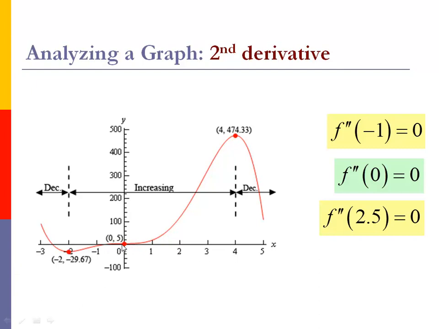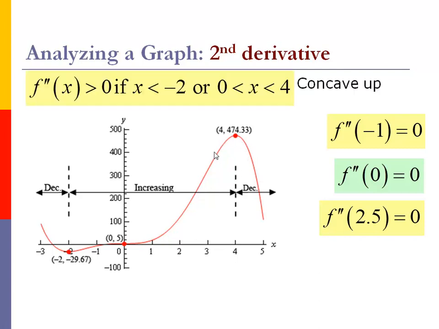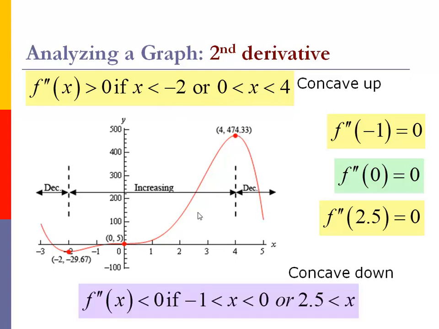Then from 0 to around 2.5, we've got curving up, kind of a half bowl shape there. And from that point on, we have curvature down. When we have concave up, when we curve up, our second derivative will be positive, greater than 0. That happened when x was less than negative 2 and between 0 and 4. When we're curving down, we call that concave down, and our second derivative will be negative, less than 0. That's what we're looking at.